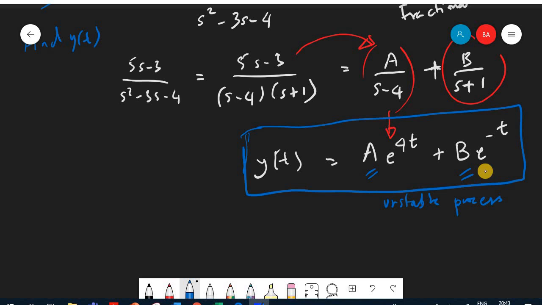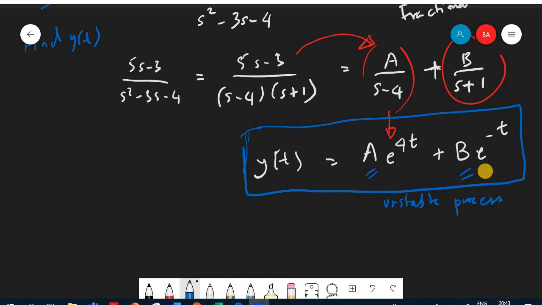So I had 5s minus 3 over s squared minus 3s minus 4. I factorized the denominator. My denominator is to the power 1 in that bracket, so my numerator in the fractionation process will be to the power 0, so s to the power 0. And it will be a over s minus 4 plus b over s plus 1. And 1 over s minus 4, if we transfer it to the time domain, will be e to the power 4t.